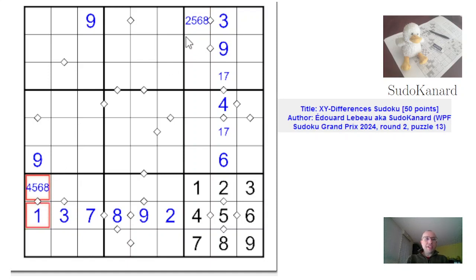And the difference here and there must be the same. So let's just ponder. The differences here are 3, 4, 5, 7. The differences here are 1, 2, 5, and 3. We can see that only 5 is common to both of them. So the difference here is 5, and this is 6, this is 8.